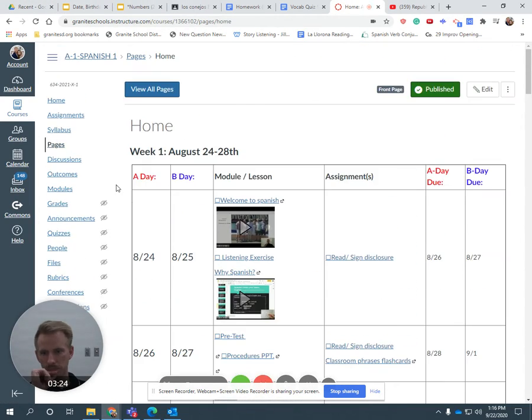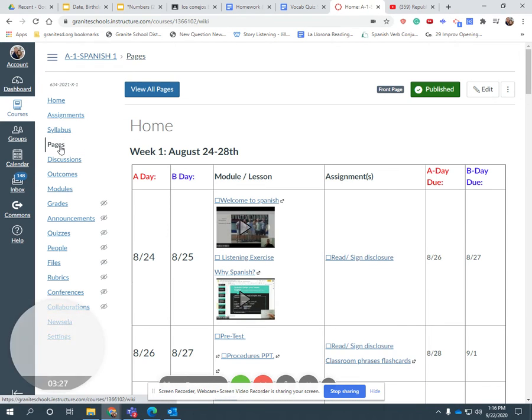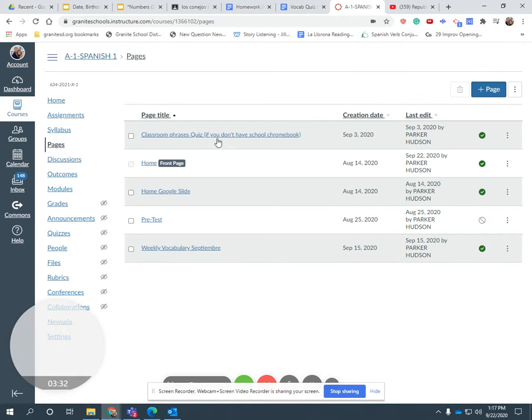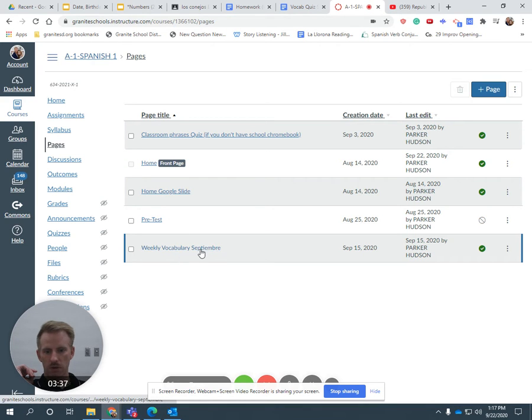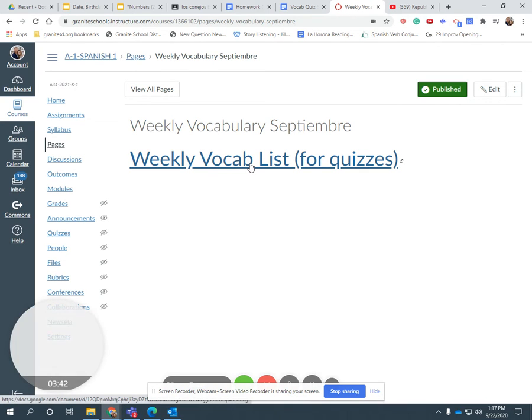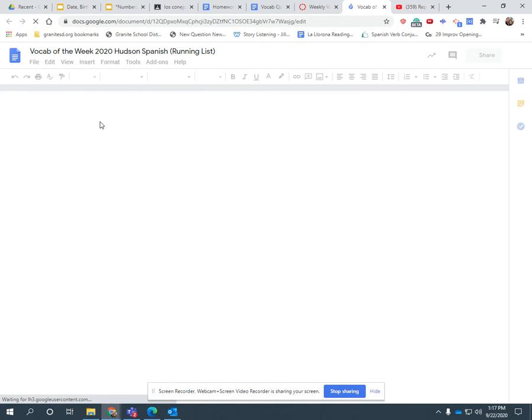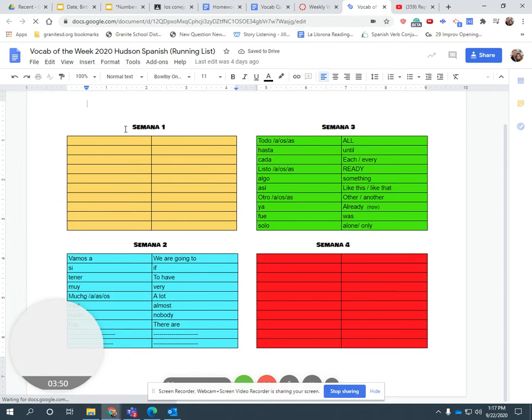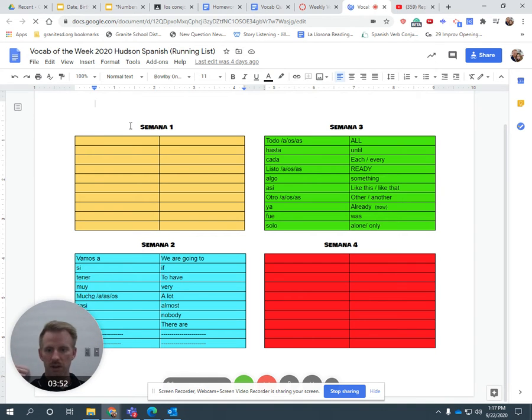If you guys go to home and pages, páginas, pages, view all pages, we have weekly vocabulary septiembre. Okay, this is where I'm keeping. So every week we're going to do a vocab quiz on 8 to 10 words, depending. And I keep a running list. So September, that was when I was like, hey, everybody pick your own, and then I'll quiz you on your own. Too complicated. I'm just picking them now.